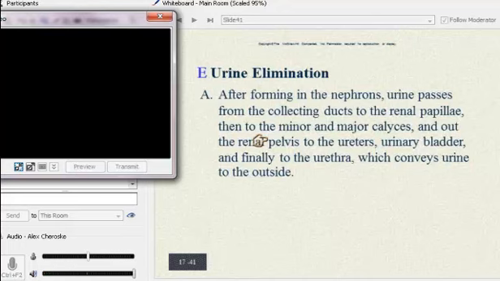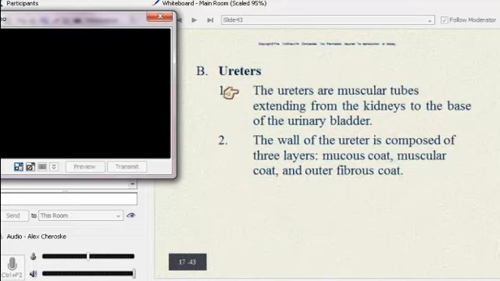Okay? Okay, so like I said, these other structures are pretty simplified. So the ureters are muscular tubes going from the kidney to the bladder. They have 3 layers to them. They're also going to have a mucus lining because ultimately that passes to the outside. They're going to have a muscular middle layer, which is kind of interesting.